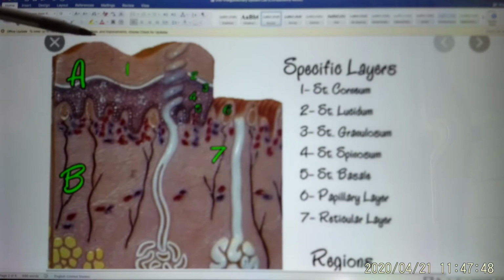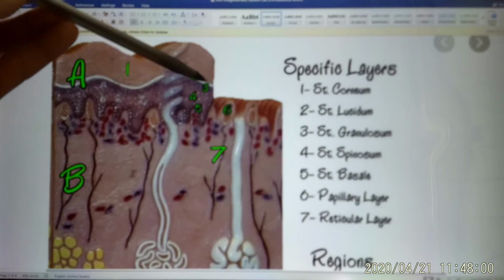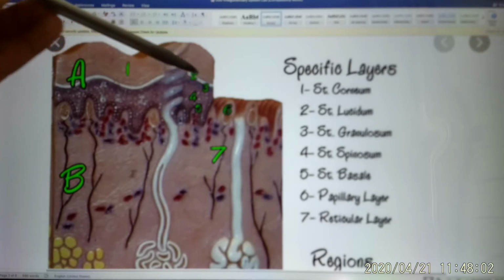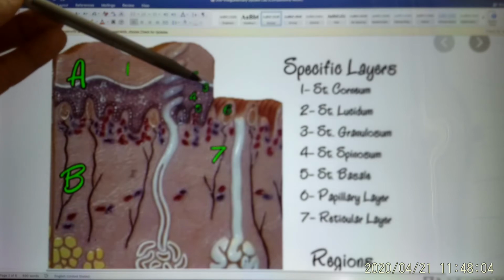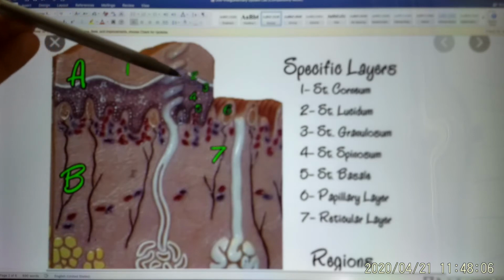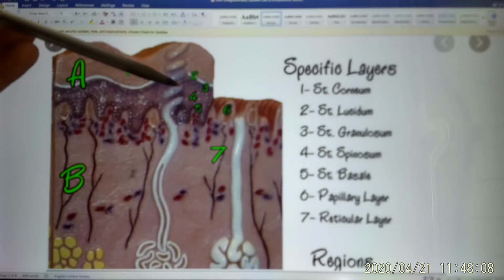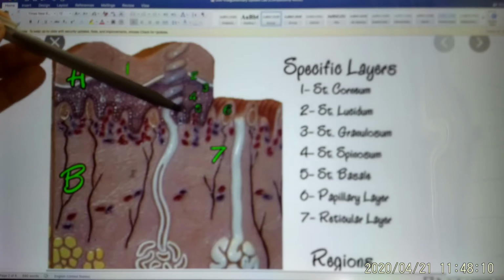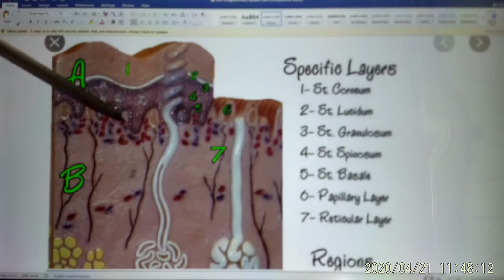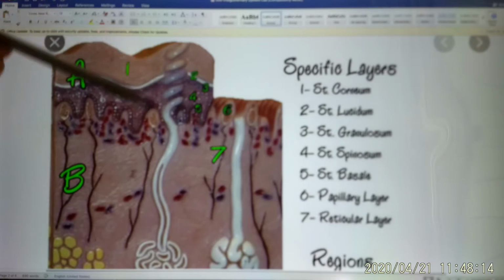You need to be able to identify which one is which. In the lab practical, I will point at one layer and ask you which one is which. The top layer, number 1, is the stratum corneum, and number 2, the transparent layer, is stratum lucidum. Number 3 is stratum granulosum, number 4 is stratum spinosum, and number 5 is stratum basale, also called stratum germinativum. So these are the 5 sublayers.